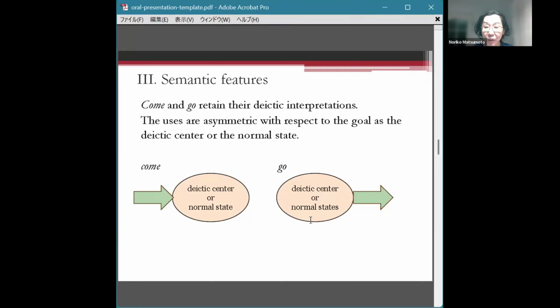Third, I'll explain semantic features from a semantic standpoint. The come-V and go-V sequences retain their deictic interpretations. The deictic interpretations of come and go are widely covered in student grammar books and learner dictionaries. The uses of come and go are asymmetric with respect to the goal as the deictic center in the motion use and the normal state in the non-motion use.